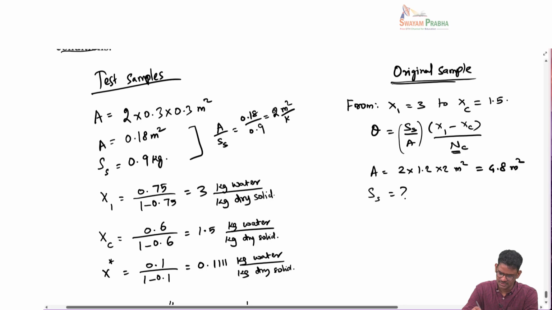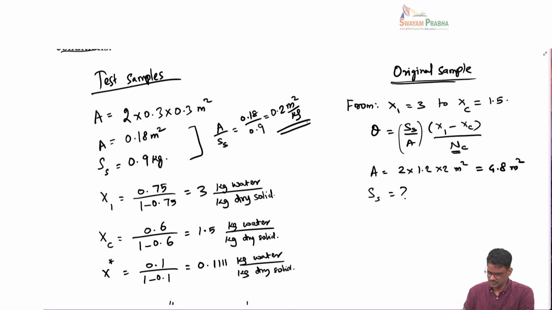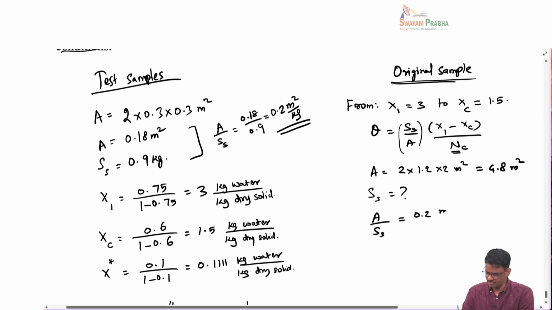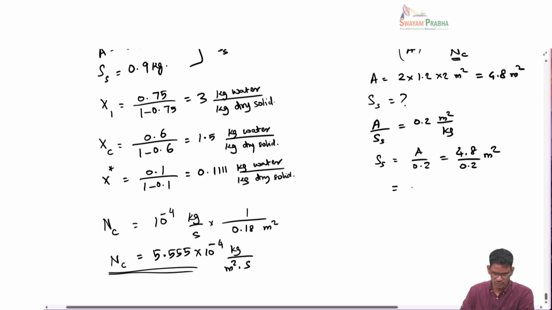So this is 0.2 meter square per kg, and we'll keep this same for the original sample also. Since A by SS is 0.2 meter square per kg, the mass is going to be A by 0.2, so you get 24 kilogram.